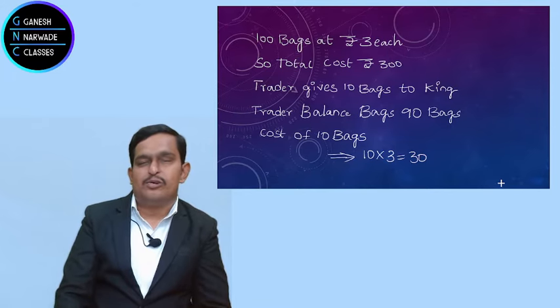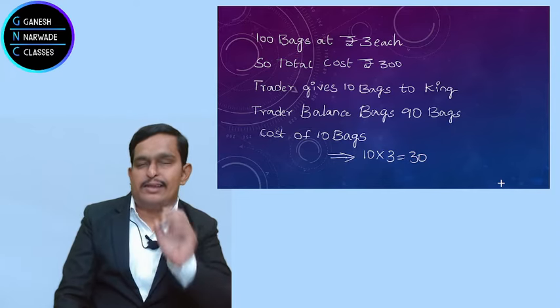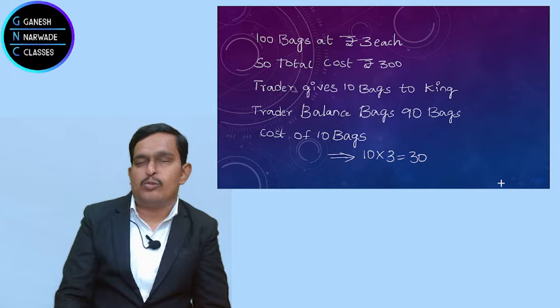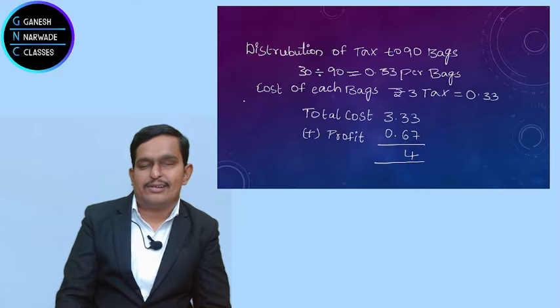Now I'll ask you, suppose the trader from Afghanistan brings 100 bags into India. Suppose each bag cost him rupees 3. Each bag cost him how much? Rupees 3. Now he gives 10 bags to the king. When he gives 10 bags, how much did he spend to do business in India? 10 bags into 3 rupees, so totally 30 rupees he spent only to sell bags in India, correct? Now, how many bags is he left with? 90 bags are left, correct?